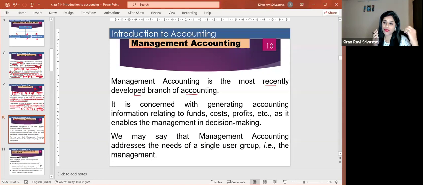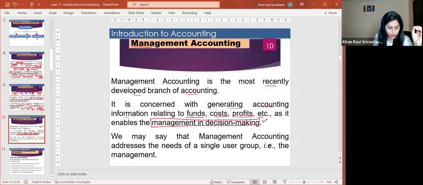As I told you, financial accounting deals with past data, management accounting deals with future data. How much should be the profit percentage next year? All the things related to the future are dealt with by management accounting. So it is concerned with generating accounting information relating to funds, how much funds, what is the cash flow, whether the business is having more outflow or more inflow of cash, costs, profits, etc., as it enables the management in decision making. This is the most important thing. The whole job of management accounting is to assist the management in decision making.